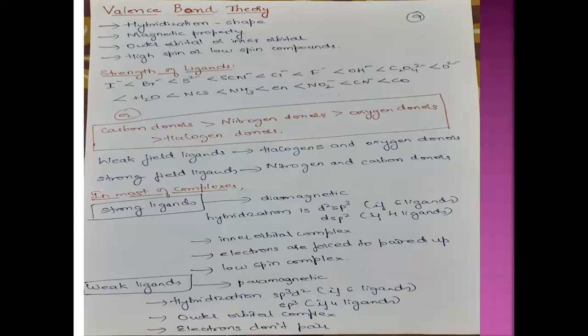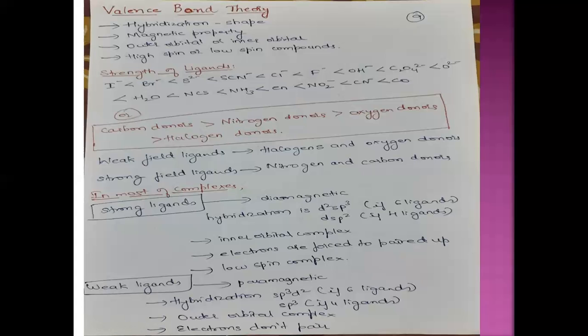So whenever you see weak ligands, what are the points that should pop up in your mind? It is paramagnetic. It possesses sp3d2 hybridization in the case of 6 ligands and sp3 hybridization in the case of 4 ligands. Since s orbitals are involved, it is an outer orbital complex, electrons do not pair because weak ligands are present, and it is also a high spin complex. So when you hear strong ligands, 4 points should pop up, and when you hear weak ligands, 4 points should pop up.